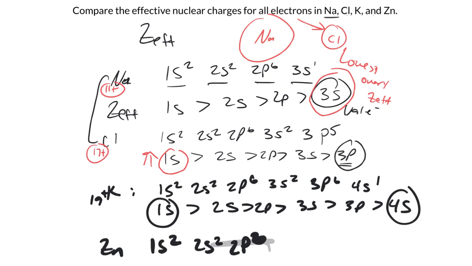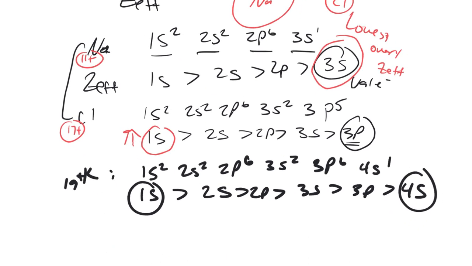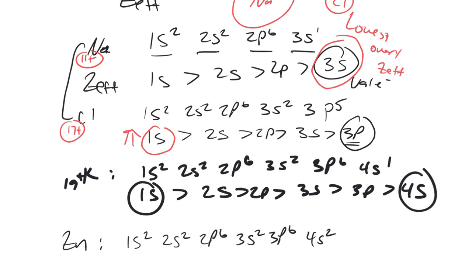Let me also restart here real quick. Make this a little bit bigger so the font size is consistent. So we have zinc. We'll have 1s2, 2s2, 2p6, 3s2, 3p6, then the 4s2, and zinc's all the way across the d shell, so it's 3d10.